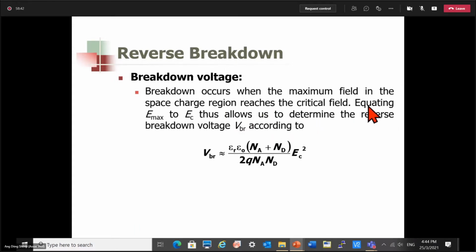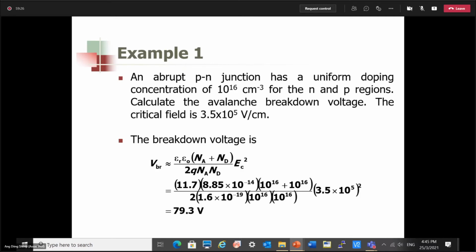Okay, so by equating Emax to EC. Now, EC here does not refer to the conduction band, but it refers to the critical electric field that corresponds to the onset of impact ionization, all right? So once we equate Emax to EC, the reverse bias voltage corresponds to the breakdown voltage, or the voltage at which avalanche breakdown happens. Now if you look at this result here, the VBR depends on the doping term. It's not surprising because the maximum electric field in a PN junction is determined by the doping concentration of the P and N side.